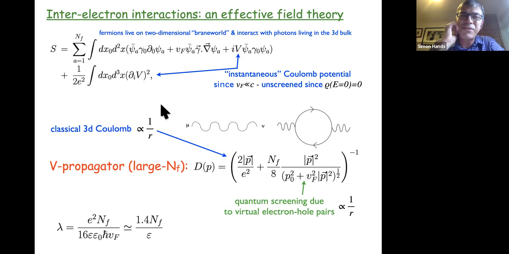so in some sense this is an example of a brane world. The fermions live on a 2-dimensional brane, but they interact with photons moving in a 3-dimensional bulk. If I just look at what this theory looks like, of course, I've got the classical Maxwell term. I can describe that simply by an undressed photon, and that's going to decay as 1/r, because that's what the Coulomb potential does in 3 dimensions.